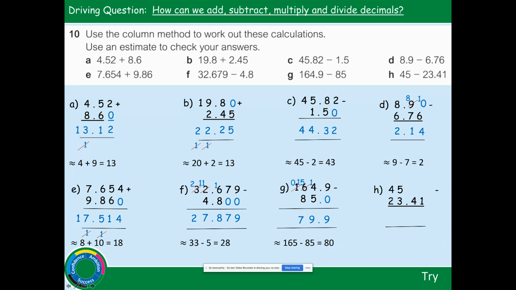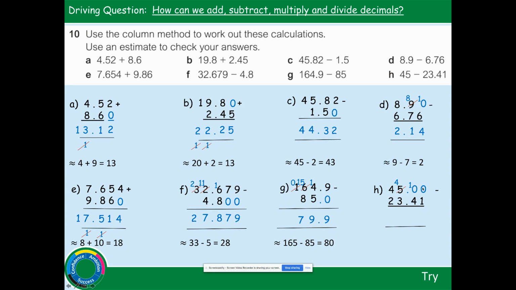I've got 45 take away 23.41. I'm definitely going to put my zeros in here to help me. I've got 0 take away 1. I can't do. Oh, I've got nothing next door. I've got to go back again. So 5 take away 1 is 4, and I put the 1 next door.